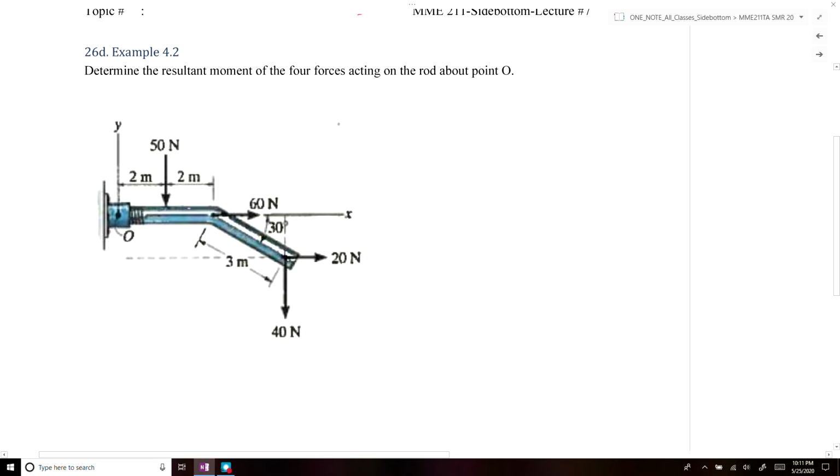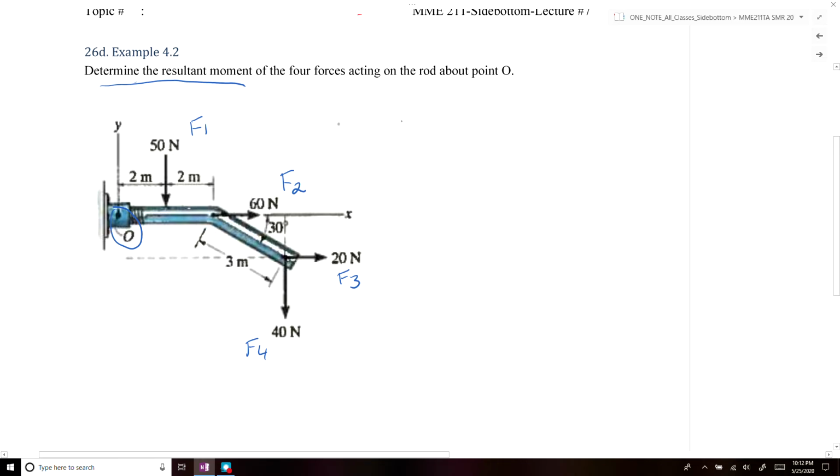Example problem: we are given a rod that has 4 forces being applied to it, and we're asked to determine the total moment about point O here. All right. So we have 4 forces: force 1, which is the 50 Newton force; force 2, which is the 60 Newton force; force 3 is the 20 Newton force; and force 4 is the 40 Newton force here. Right?